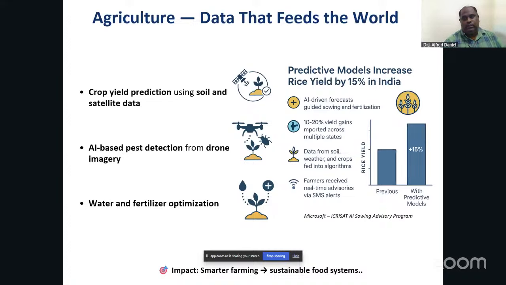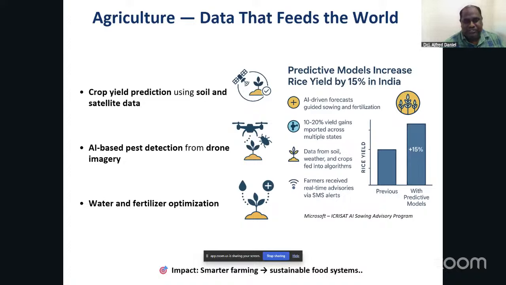And this is an integral part, where drone images are used to detect the pest. And there's a statistic from Microsoft and ICRISAT, an advisory program based in Andhra Pradesh. It has shown that through data science or an AI model, the rice yield is increased by 15% in India. So this is the statistic from the Microsoft and ICRISAT sowing advisory program. Right? So that is important data.